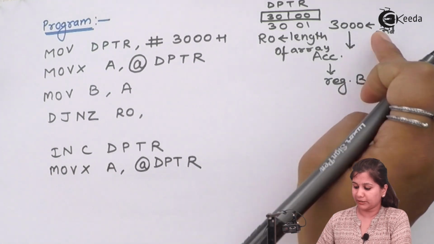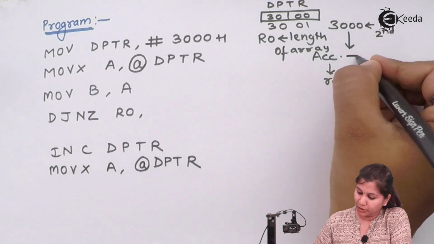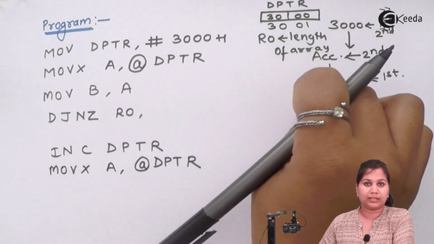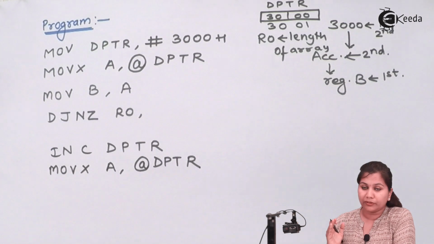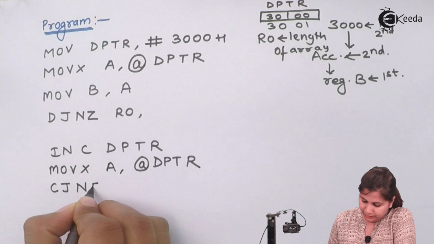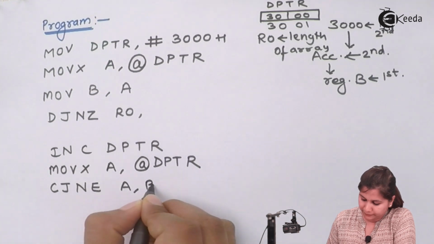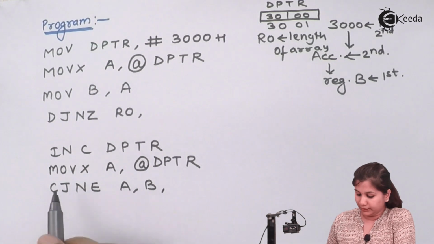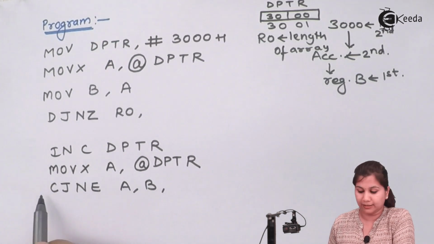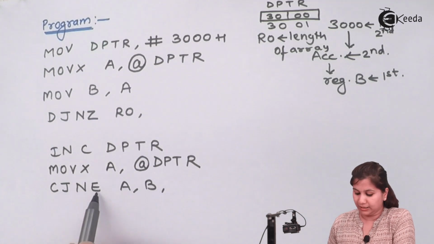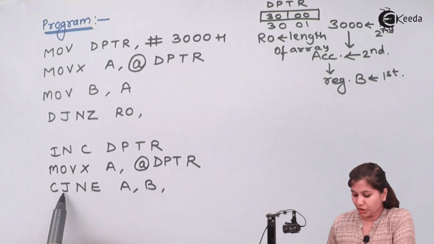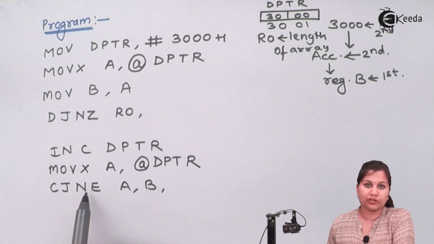So what is there? The first number is already shifted in register B. Now in the accumulator we have the second number. Now we will do the comparison. How will we do it? We will use the instruction CJNE A, B. This is an instruction in the 8051 where C is for compare, J is for jump, and NE is for not equal to. That means compare these two and jump when they are not equal to each other.